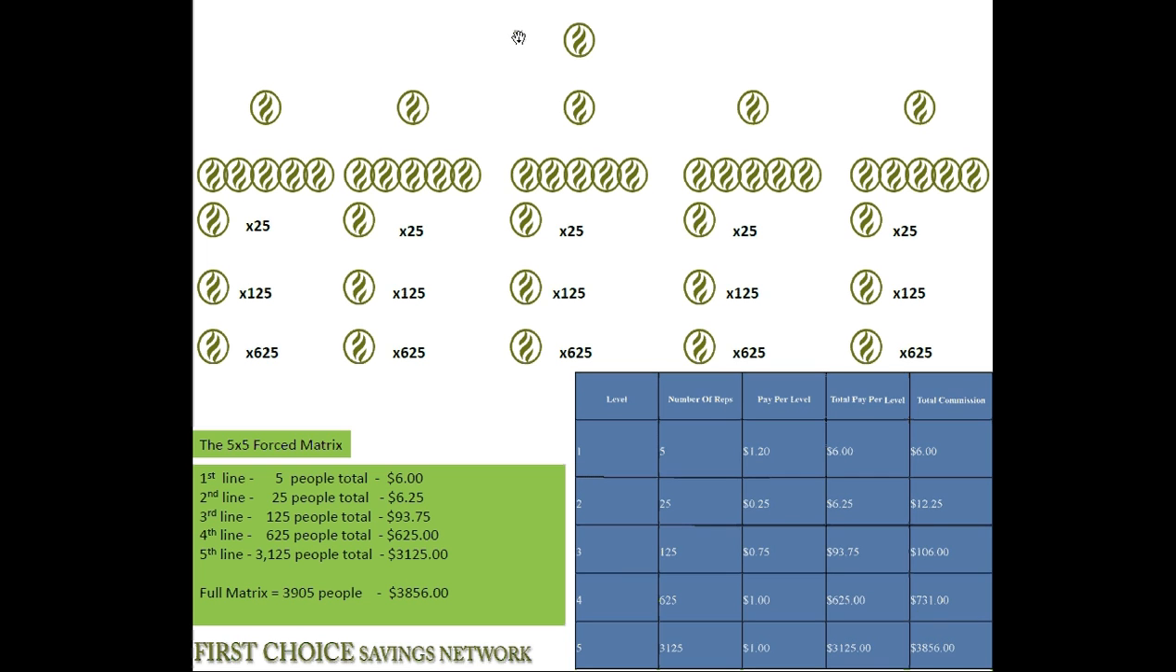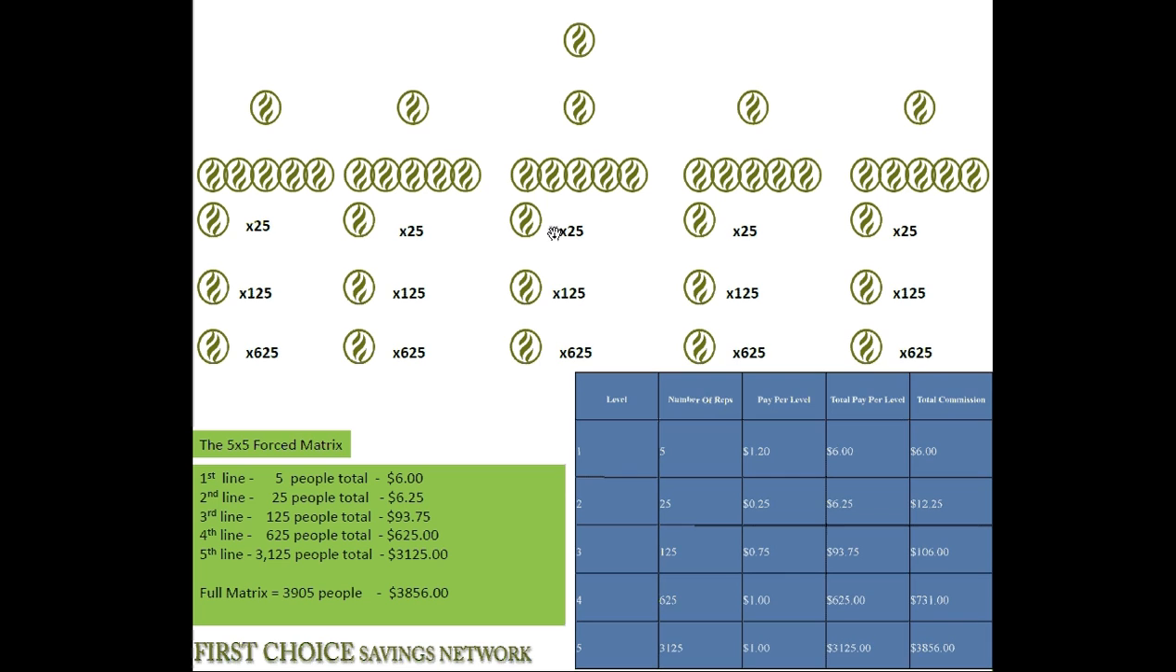We like to stress signing up 5 people, if everybody just signs up 5 people. So I want to go over why that makes sense. If you take a look down here at your level 1, number of reps 5, so 1, 2, 3, 4, 5. Go to level 2, level 3, level 4, level 5. So 5x5 force matrix, 5 down, and it multiplies by 5. So you have 5, 25, 125, 625, 3,125 all the way across.